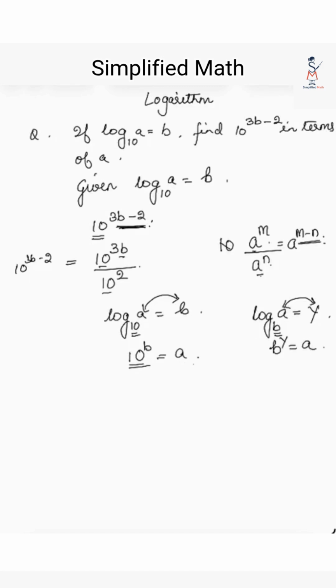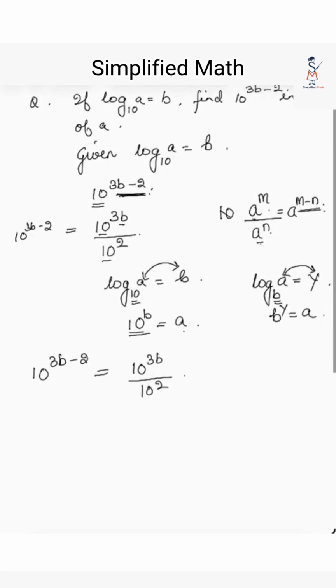So 10 raised to the power b becomes a. So now 10 raised to the power 3b minus 2 was 10 raised to the power 3b by 10 raised to the power 2. We can write this like this because it is a rule of exponents. When the powers get subtracted, it means the bases were the same and they were being divided. Fine. So now 10 raised to the power b into 3.